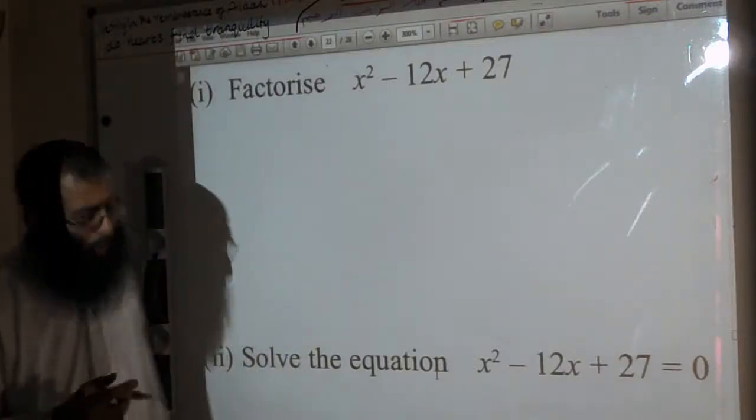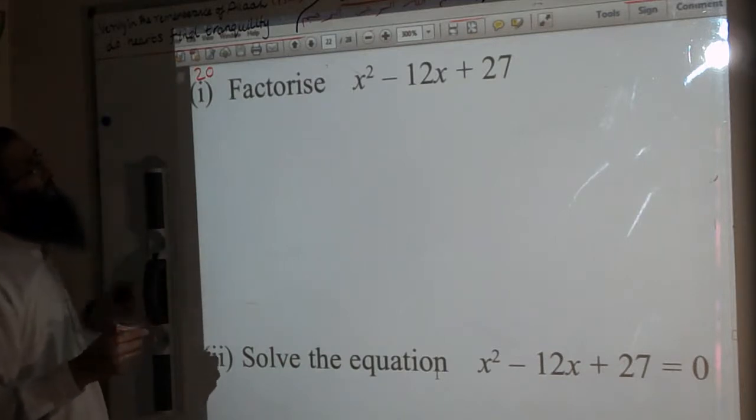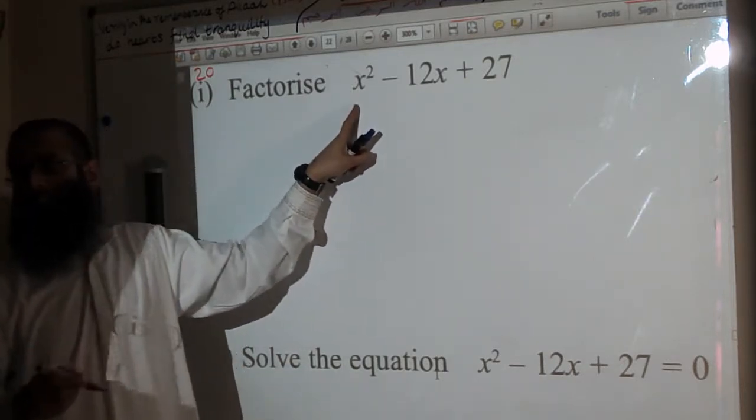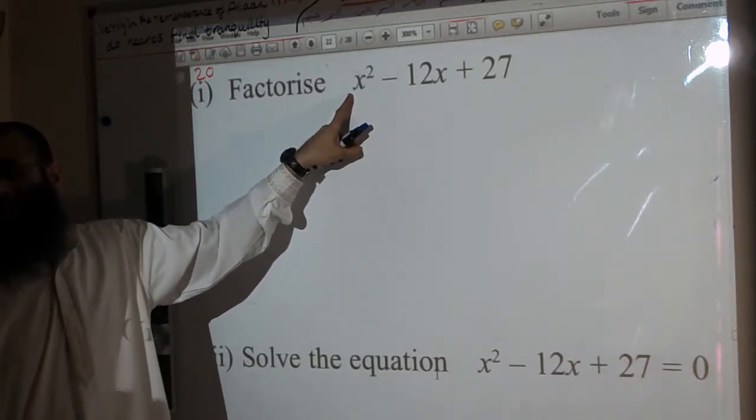Question number 20, part 1, it says factorize. This is a quadratic equation where the a coefficient is 1, which is the nicest one that you can have.